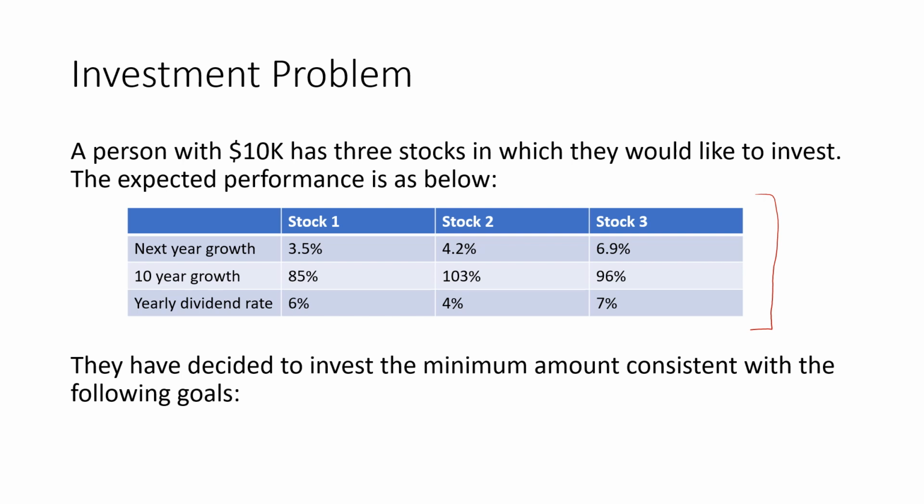So first stock. In the first year, it's expected to grow by 3.5%. In 10 years' time, it's 8.5%. Yearly dividend rate, 6%. In other words, it is going to pay back 6% every year of your investment. Stock 2 has those numbers and stock 3 has those numbers. So you invest money in it, the stock grows, plus it pays you some money back every year.